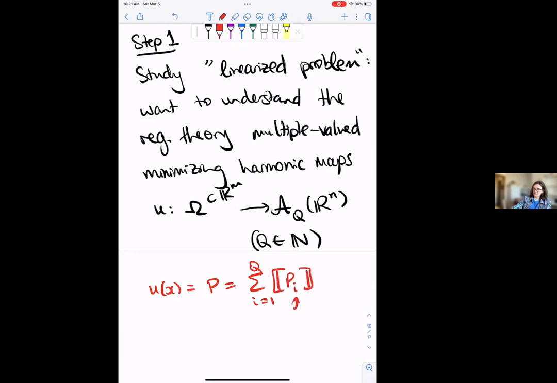So Pi is in R^n locally. So, sorry, at each point we have this unordered Q-tuple. So you can think of these maps as taking Q values at once, which you can't decouple. And we don't care about permutations of these Q values.